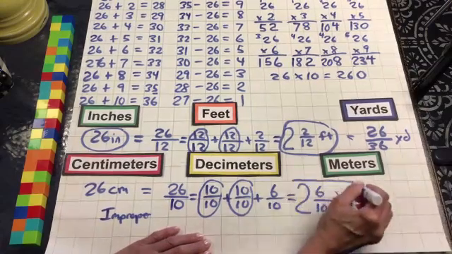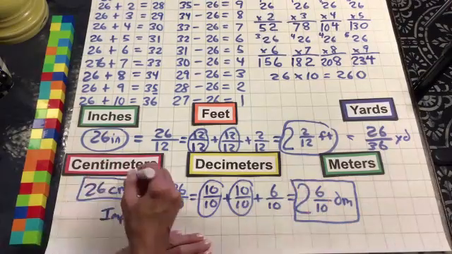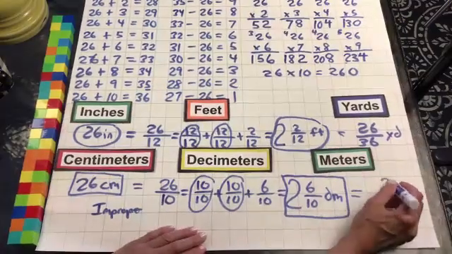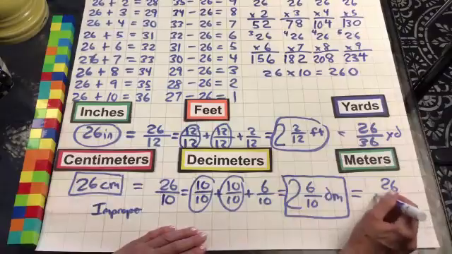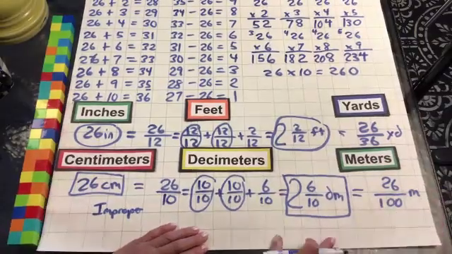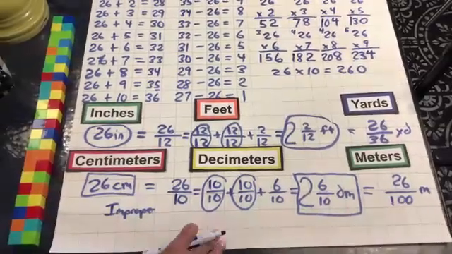All right, so 26 centimeters is the same as 2 6/10 decimeters. And that is the same as 26 out of 100 meters. So 26 hundredths of a meter. So there we have it, the number 26 for today.